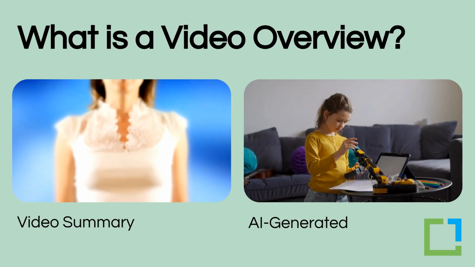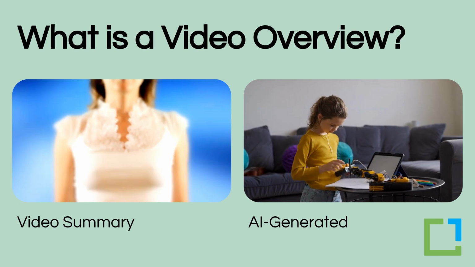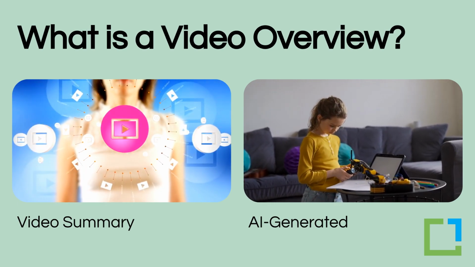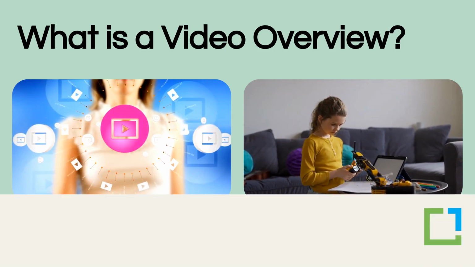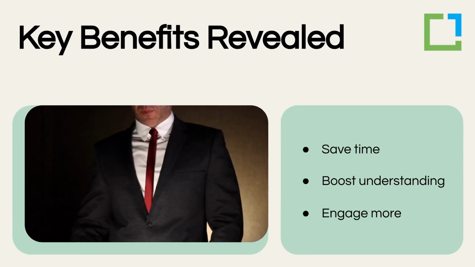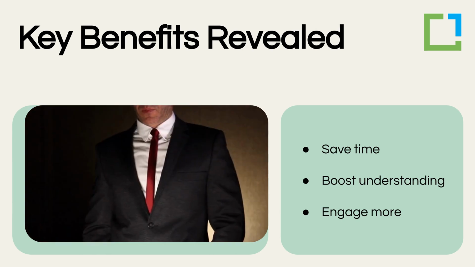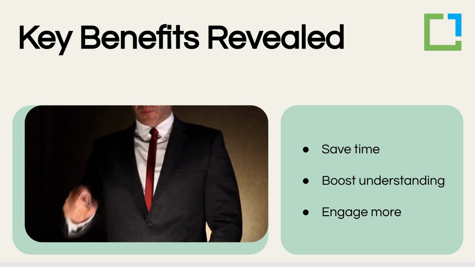A video overview is an AI-generated video summary of a document or collection of documents. It's like having a personal assistant who reads through everything for you and then presents the key takeaways in an easy-to-digest video format. The core benefits of video overviews are clear: significant time savings, improved comprehension, and a much more engaging way to consume information. Imagine summarizing an entire report in minutes.